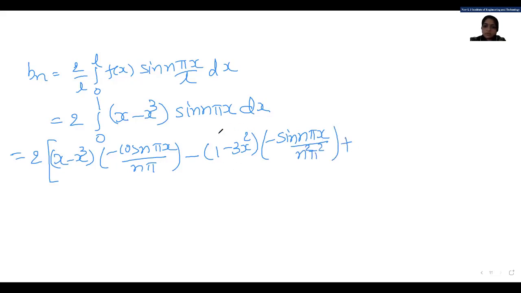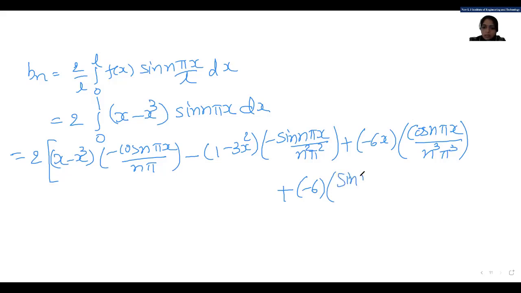Plus the derivative of this 1 minus 3x square is what? Minus 6x. The integration of this minus sine n pi x is, see, integration of sine is minus cos, but the minus sign is here, so minus minus plus. So cos n pi x upon n cube pi cube, plus the derivative of this minus 6x is minus 6. Integration of this cos is sine n pi x upon n raised to 4 pi raised to 4. Okay, and the limits are 0 to 1.